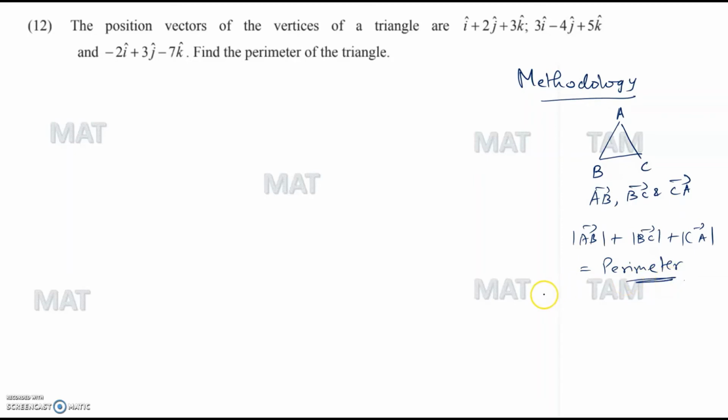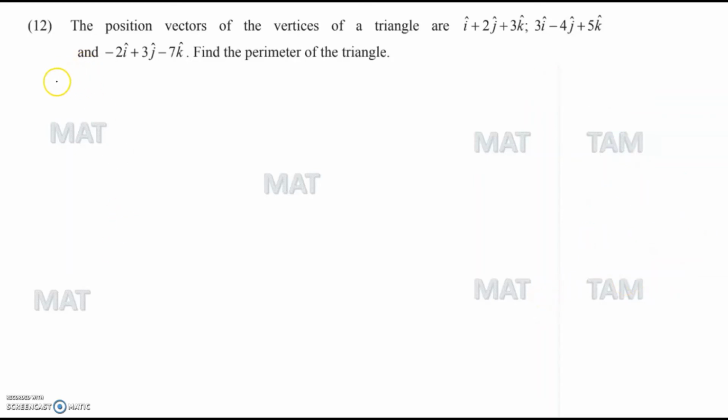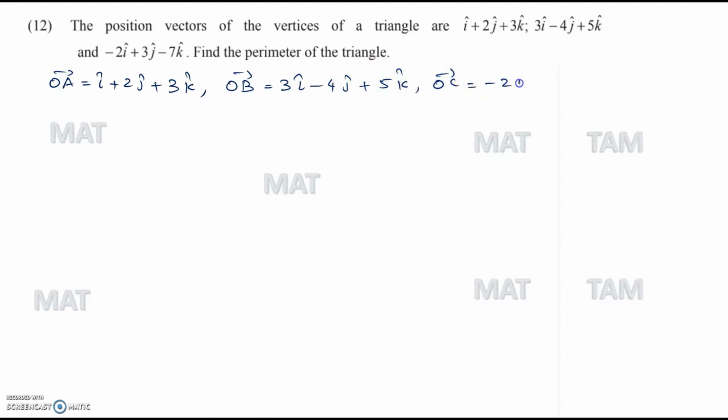So let's proceed. So let's define vector OA is equal to i cap plus 2j cap plus 3k cap, and vector OB as 3i cap minus 4j cap plus 5k cap, and vector OC as minus 2i cap plus 3j cap minus 7k cap.